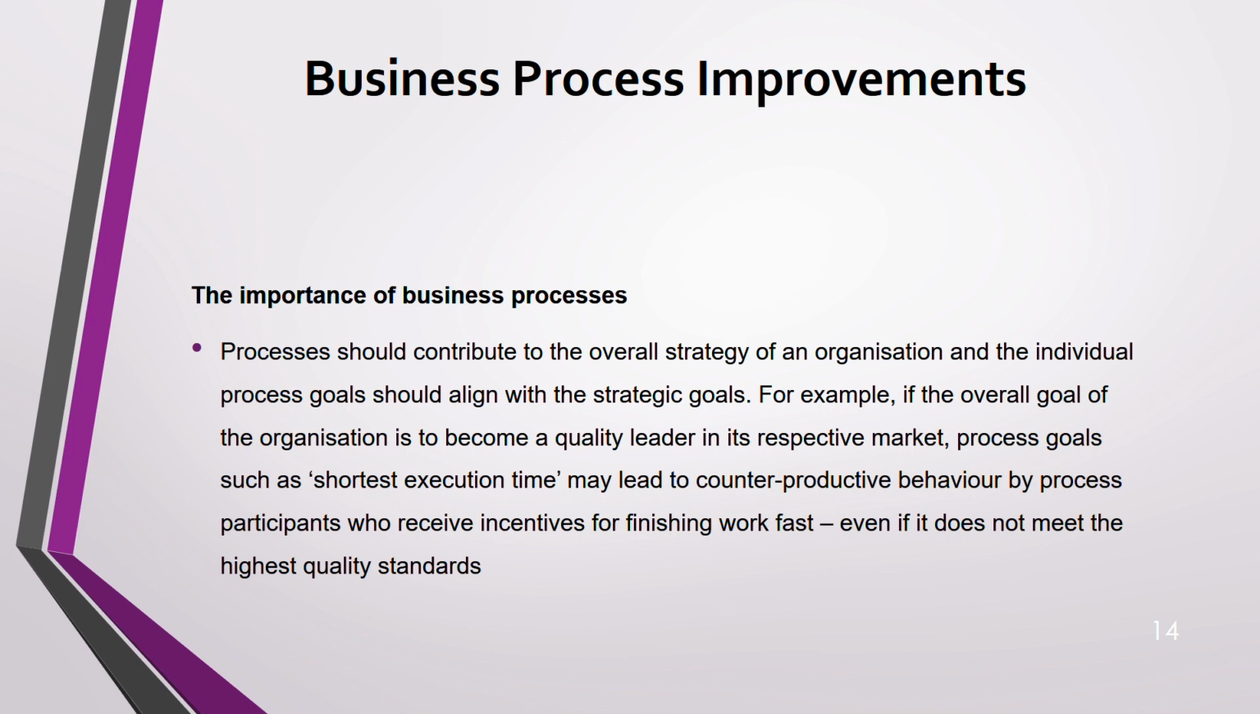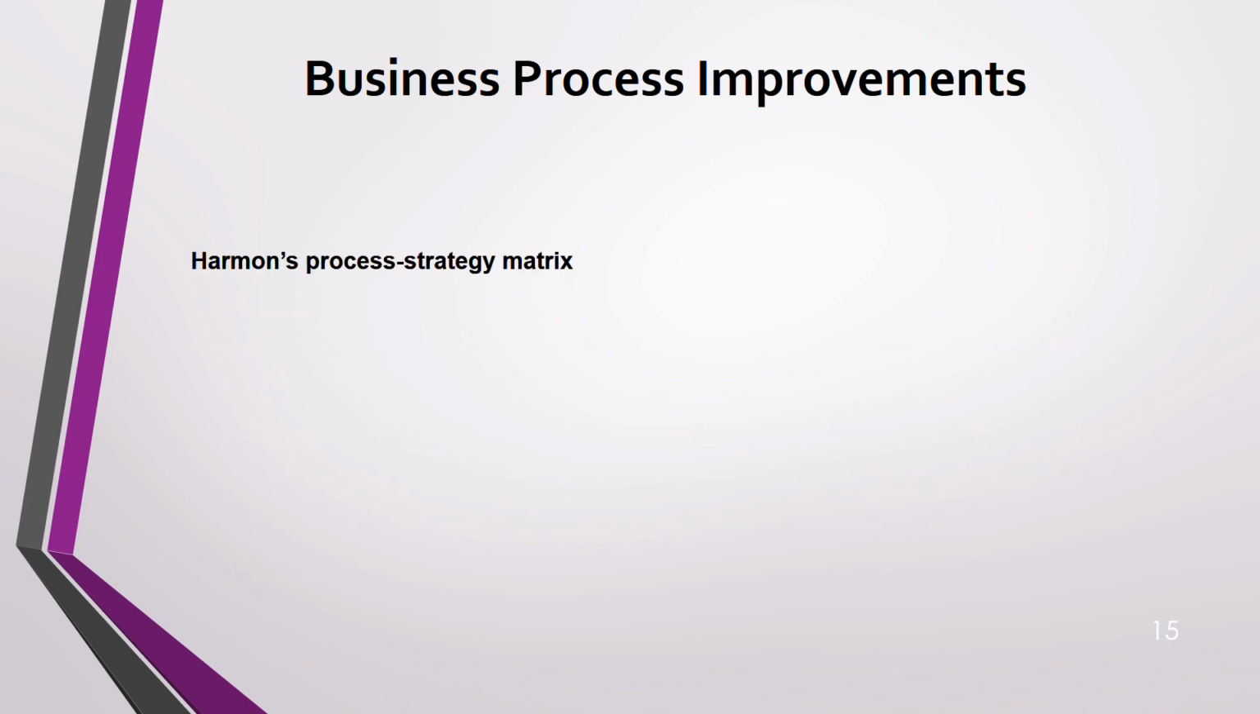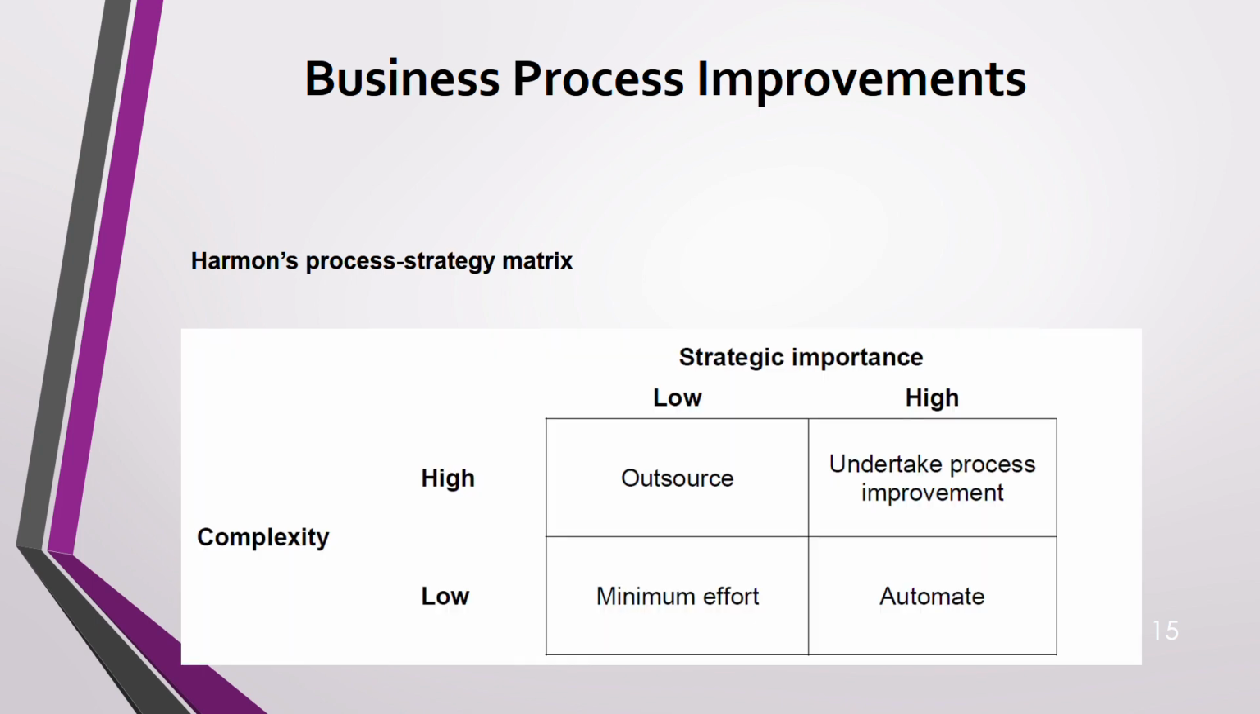Now, this is a model that is very important in process improvement. This is the model that you have to know. It is known as Harmon's process strategy matrix. This matrix is divided into two axes: one based on strategic importance, the other on how complex the process is.